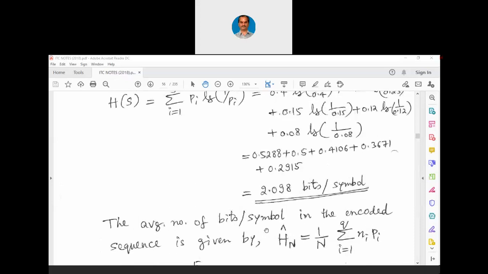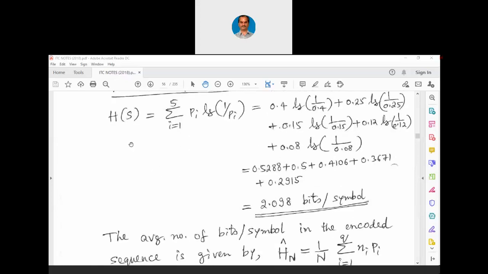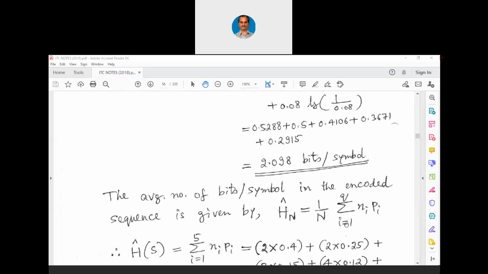Don't confuse this with H of S. H of S is the source entropy. That is also in bits per symbol, but it is the average information content per symbol. H of S, or entropy, is the average information content per symbol, expressed in bits per symbol. But when we encode it, we want to find out the coding efficiency. So the average number of bits per symbol in the encoded sequence is given this way.